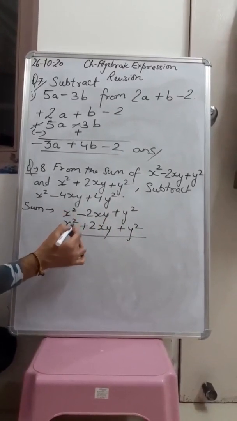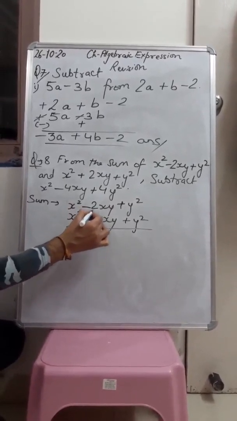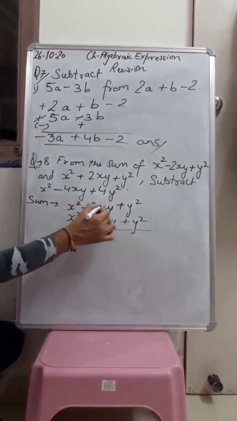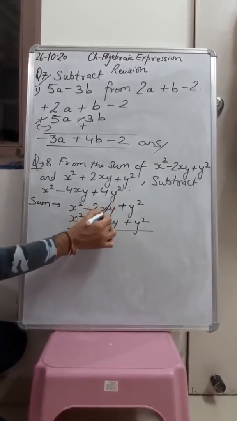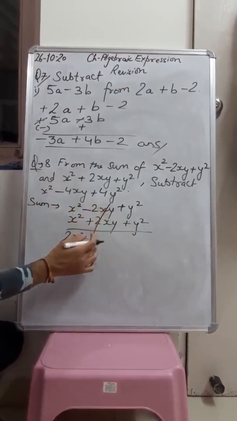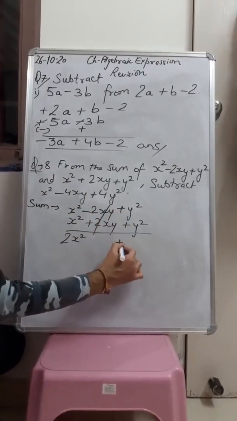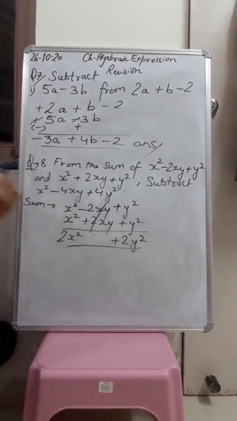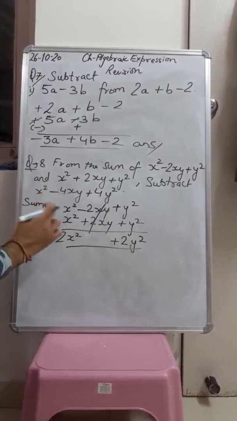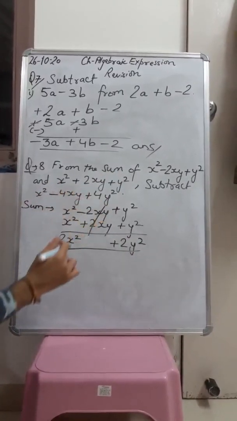So x square gives you 1 plus 1 gives you 2x square. Minus 2xy plus 2xy, both are equal, but one has minus and one has plus, so it will get finished. That means 0. No need to write 0 here. So y square gives you plus 2y square. So in this way we can find the sum, and from this sum we have to subtract x square minus 4xy plus 4y square.